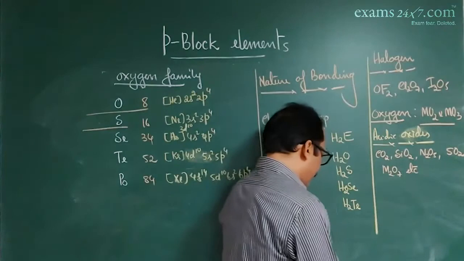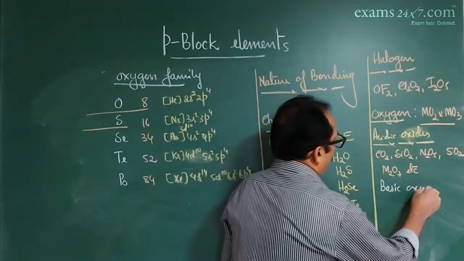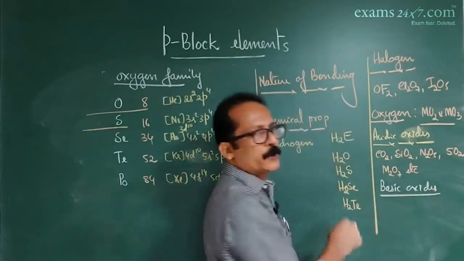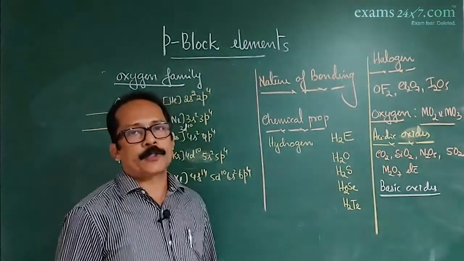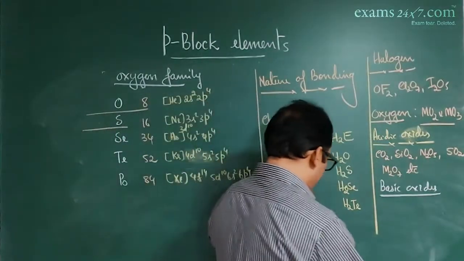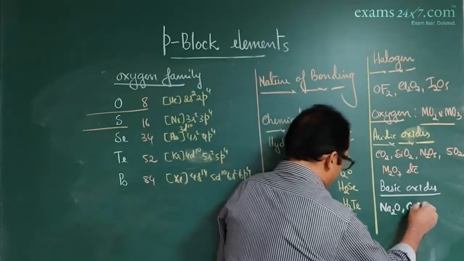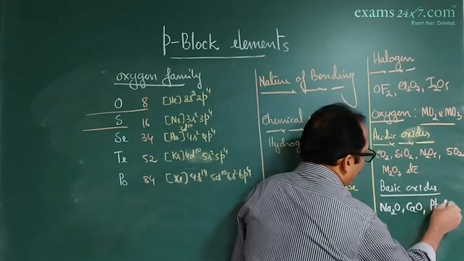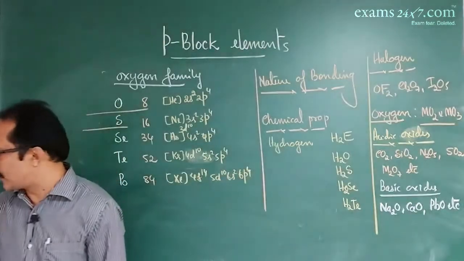Similarly, basic oxide. When oxygen reacts with metals, especially group number 1 and group number 2, they form basic oxides. Examples of basic oxides: Na2O, calcium oxide, PbO, etc. They form basic oxides.